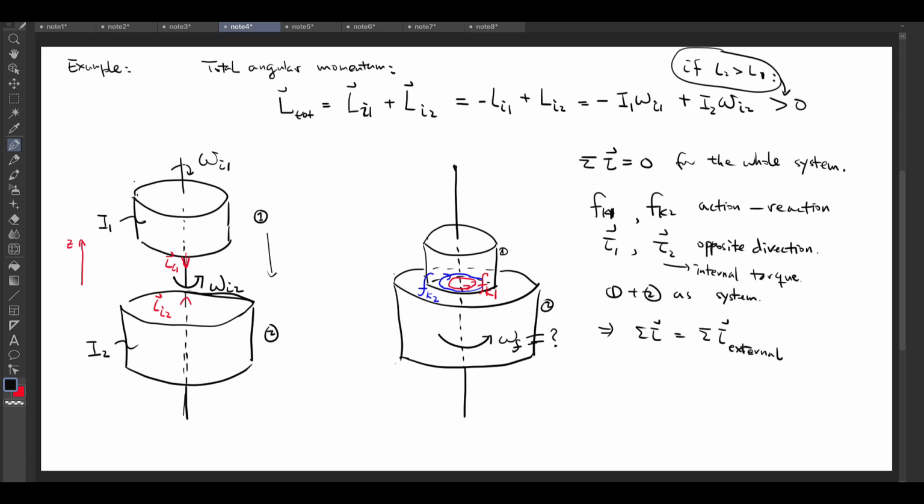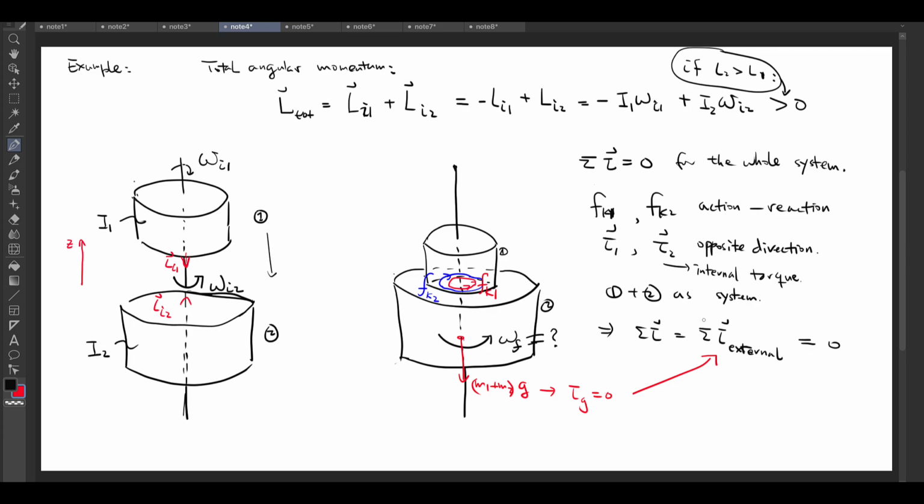which do not contribute to the change of the system's angular momentum. So we need to think about external torque that can change the system's total angular momentum, but we don't have that, right? There are no other forces or torques acting on the object from outside. The gravity is acting on the two objects, but gravity acts through this rotation axis, so its torque equals 0. Right? Torque due to gravity equals 0. So that's why the external torque equals 0, and then we have the angular momentum conservation.